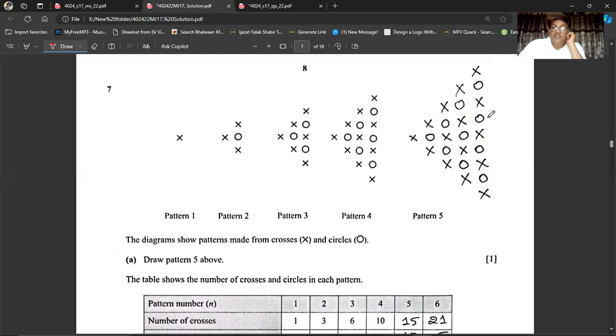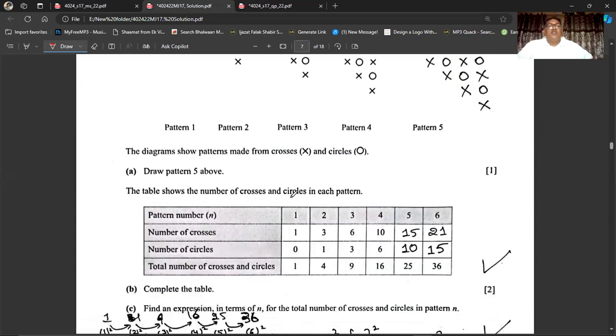So where you have a circle at the center, you will put a cross. Then you put circle, cross, circle, cross. So below this, circle, cross, circle, cross. So this is how you draw this pattern. It's very easy. Just pay a little attention and you will be able to draw this.